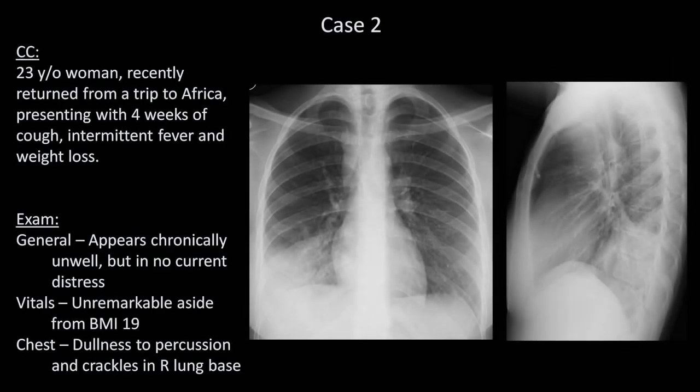Case 2. A 23-year-old woman recently returned from a trip to Africa, presents with 4 weeks of cough, intermittent fever, and weight loss. The first thing you probably noticed was the dense opacification of the right lower lung field on the PA film. Examining the lateral film, we see that the patient has an opacity in the inferior posterior part of the lung. Thus, this opacity is in the right lower lobe.